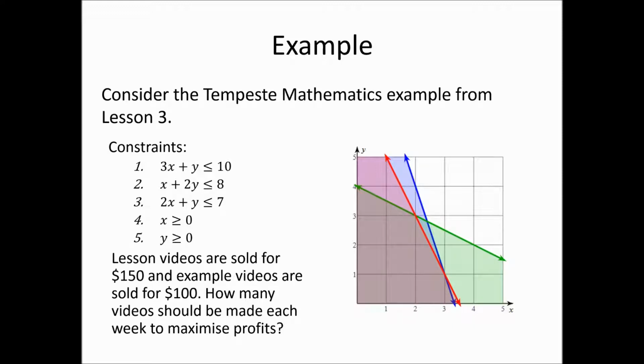So let's look at this example in a little bit more detail to see how this actually works. Because that's really all the theory it is. It's just a matter now of going through an example. If you don't remember this example, go back to your notes from Lesson 3. This was creating videos for Tempest Mathematics. So we had a list of all of these constraints. They're all graphed here. And now we're told, this feasible region then, that's all the values that satisfy these constraints about the number of videos.